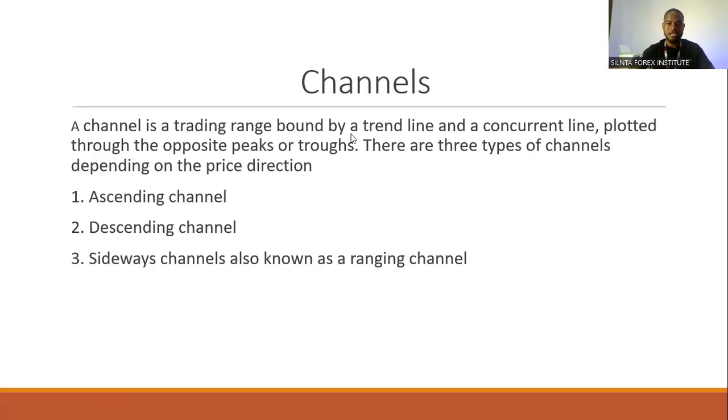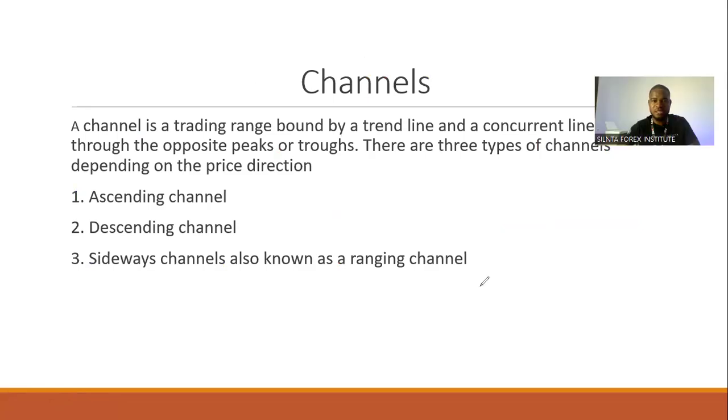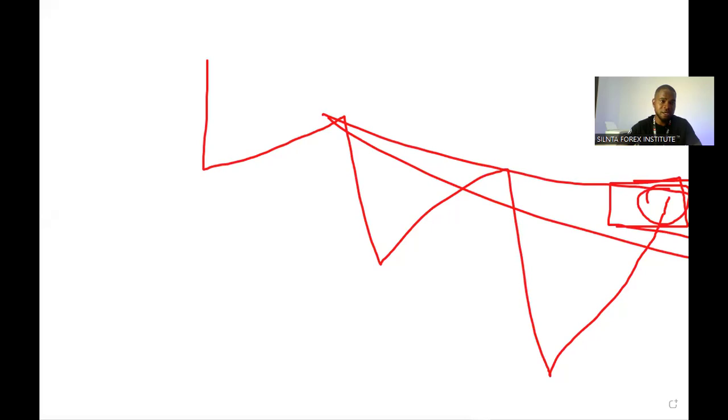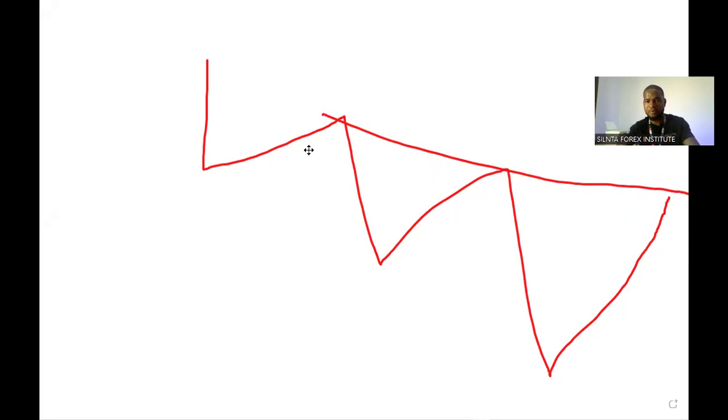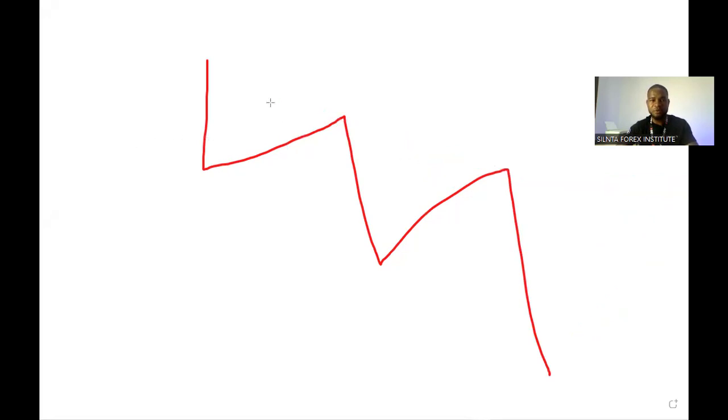We move to what is known as channels. A channel is just a sideways market or an uptrend or a downtrend, creating a channel. I think the best way I can say it is, when you draw your trend line, let's just go back here and use the same drawing. When you have the market moving, let me clean it up a bit. When the market moves in a downtrend, then you put your trend line there.